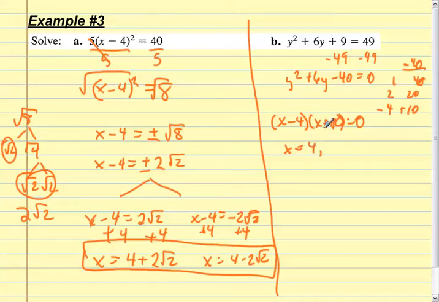And what makes this 0? When x is equal to 10. So my solution is 4 and 10. And there we go. x equals 4, x equals 10. Done. You plug it in there, you're going to get a correct answer.